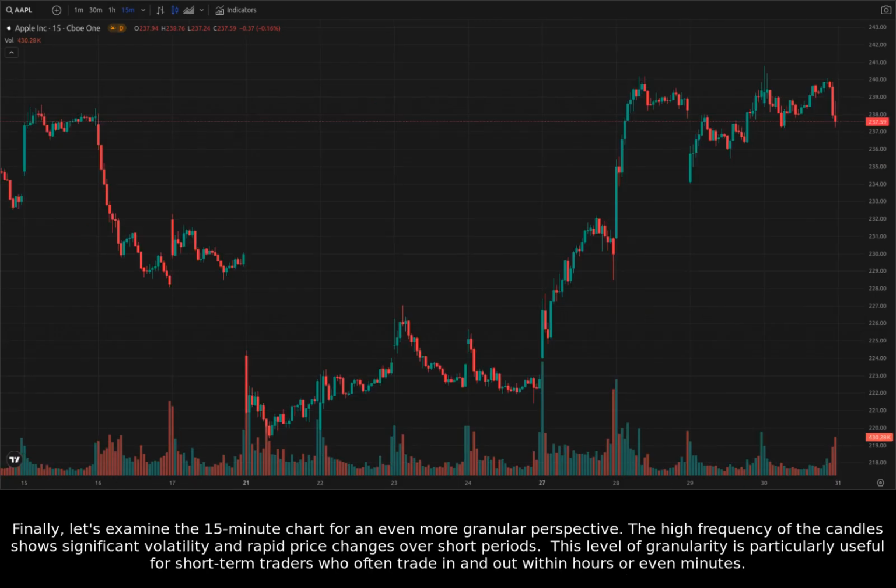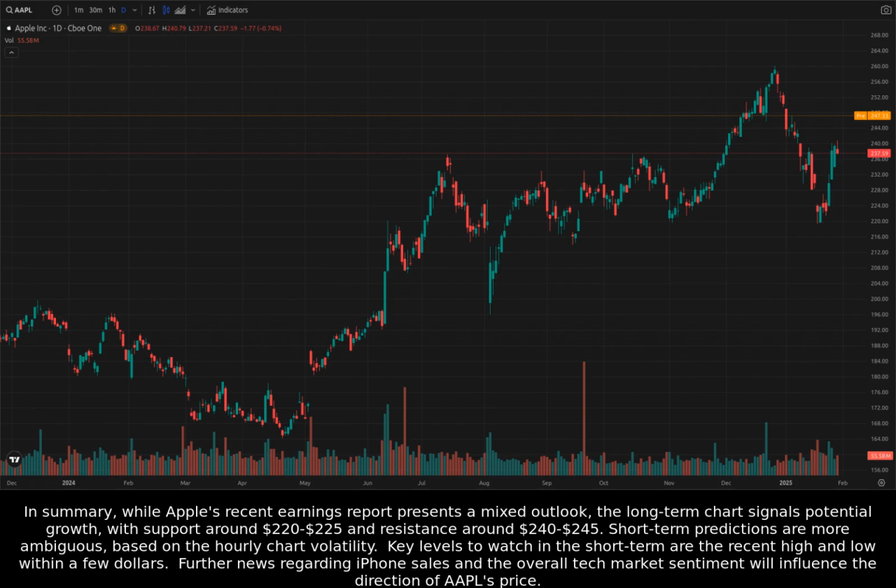Finally, let's examine the 15-minute chart for an even more granular perspective. The high frequency of the candles shows significant volatility and rapid price changes over short periods. This level of granularity is particularly useful for short-term traders who often trade in and out within hours or even minutes.